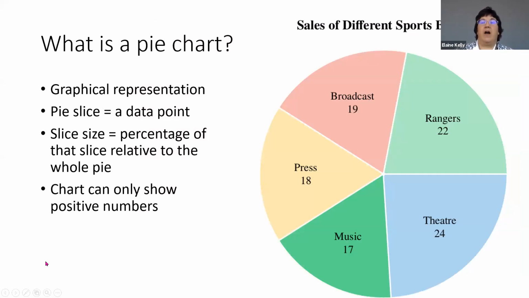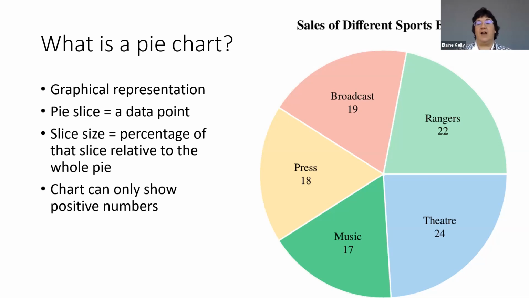All right, what is a pie chart? As you see there on the right-hand side of your screen, this is just an example of 5 different categories of sports books that are available. It tells you in a very quick overall brush stroke where your main amount of books are concentrated. In this particular case, it does give you the actual number of books versus the percentage, but you get the idea. It's a graphical representation of all of this information, and each pie slice equals a data point.